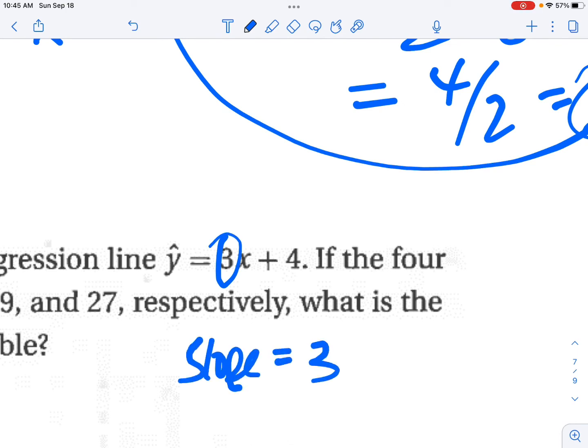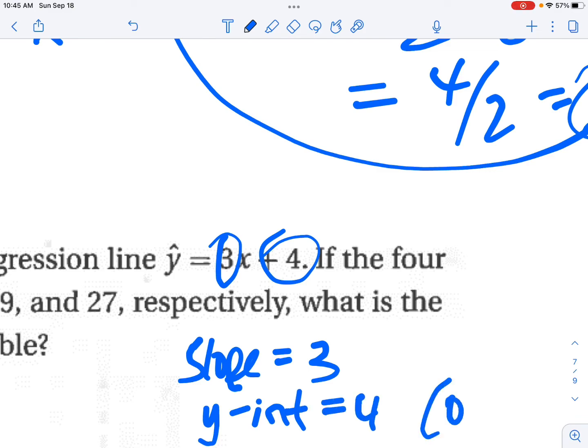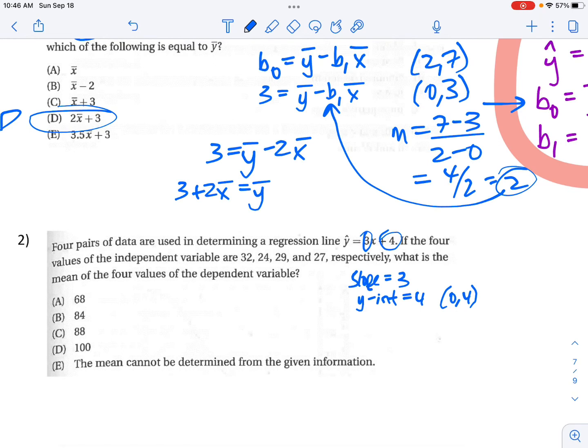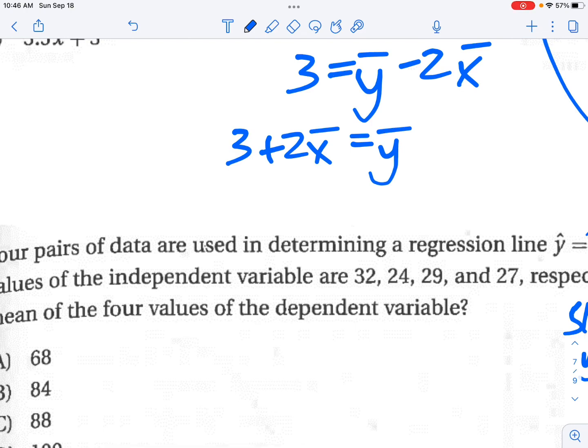Second problem, let's see, I've got another y-hat equation, so I've got a slope of 3, and I have a y-intercept of 4, and remember that means 0, 4. That might help us. Okay. 4 values of the independent variable. Oh boy, do you remember that vocab word? Independent variable. And here's another one, dependent variable. So what depends on what? The x value is independent and the dependent variable is y.